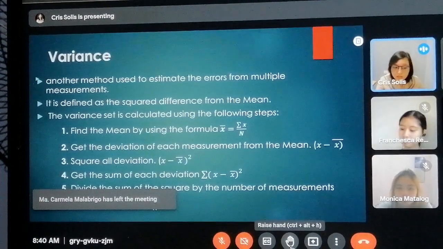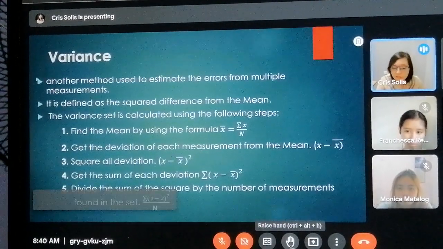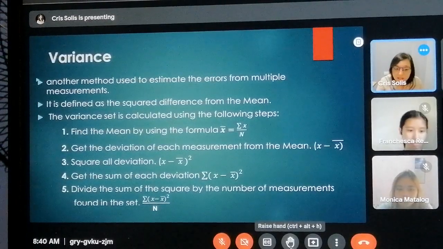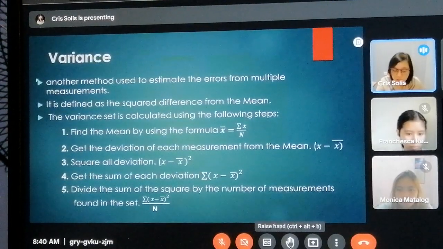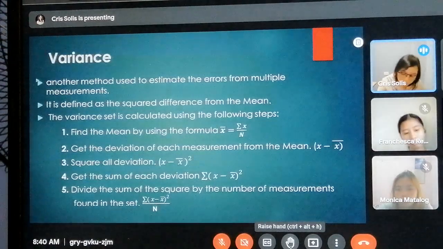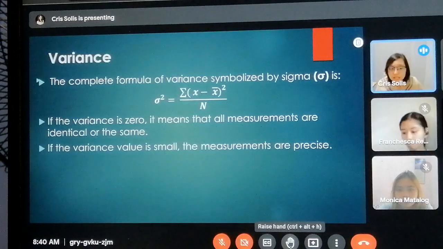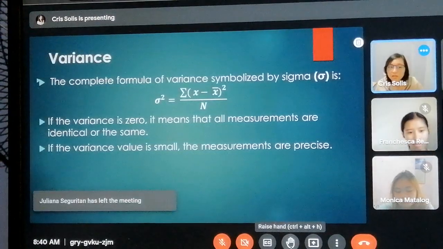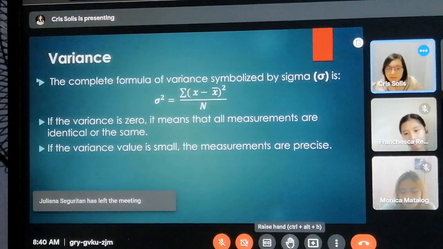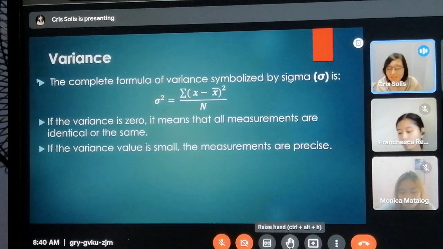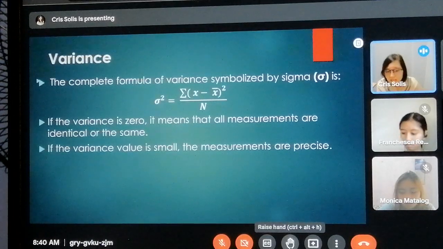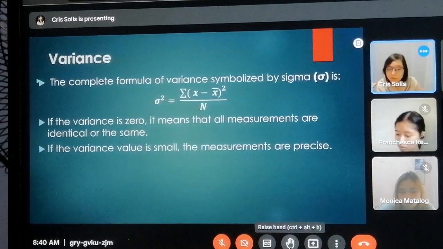Then, you have to square all the deviations, add all of them, and then divide your whole deviation by your quantity, how many it is for your n. So, pag pinagsama-sama, this is the formula for variance. Variance, or sigma, because that's the symbol for variance. Sigma square, to be precise, is equivalent to the summation of quantity x minus mean squared over your n.